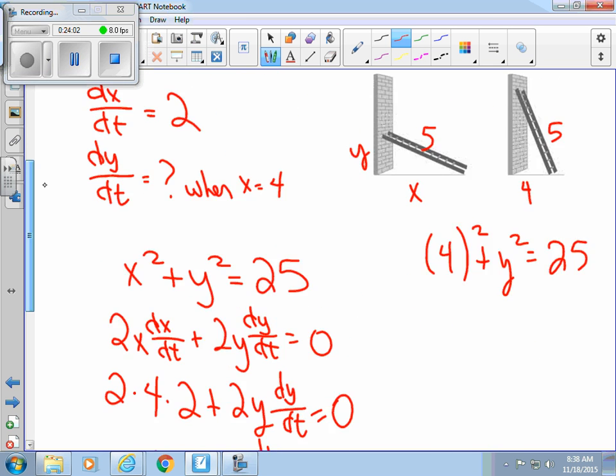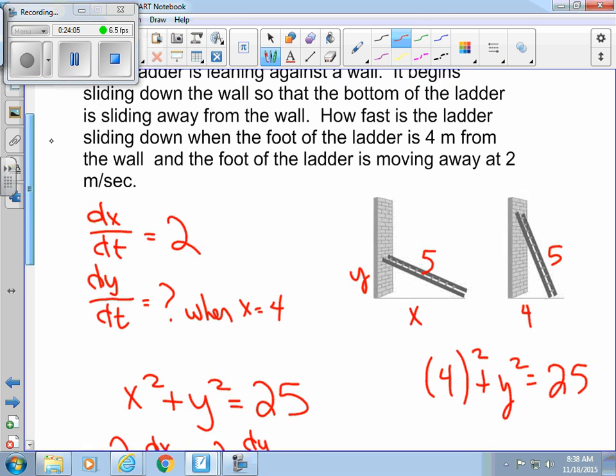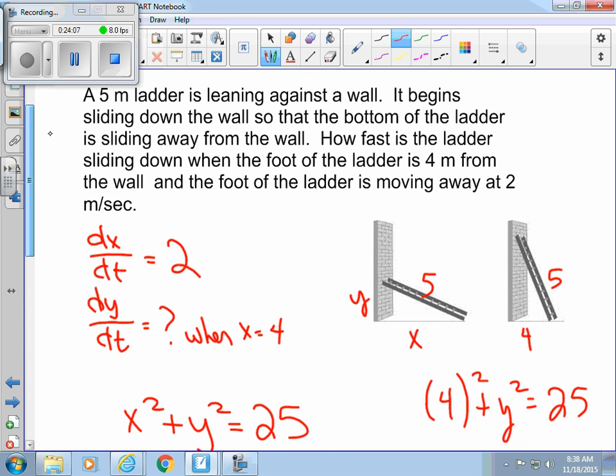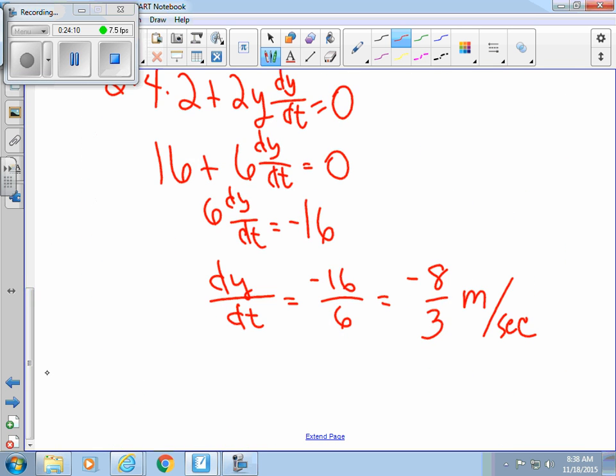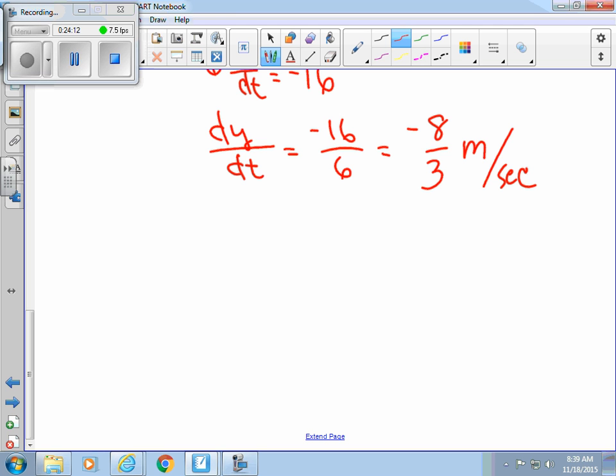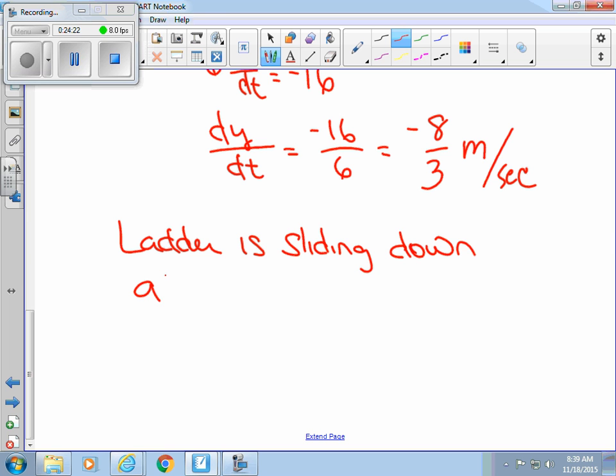So the question actually asks, how fast is the ladder sliding down the wall? Would you agree that a perfectly good answer is the ladder is sliding down at 8 thirds meters per second? That's a perfectly good answer to that question. So the negative, remember, it just tells us a direction.